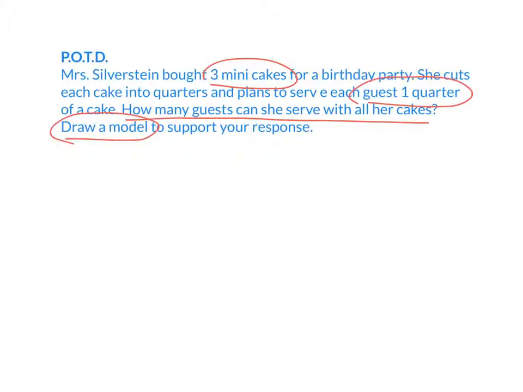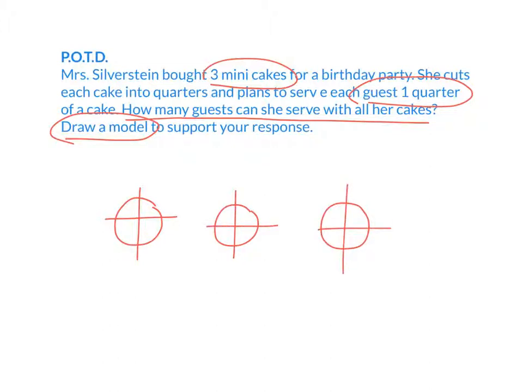Good. So let's draw a picture. Here's one cake. Here's another cake. And here's the third cake. She cuts each cake into quarters. That cake is now into quarters. This cake is also in quarters. This last cake is now in quarters. Each person is going to get 1/4, so let's see how many people will get cake. 1, 2, 3, 4, 5, 6, 7, 8, 9, 10, 11, 12. How many people will get cake? 12 guests.